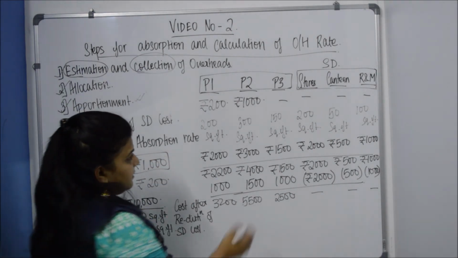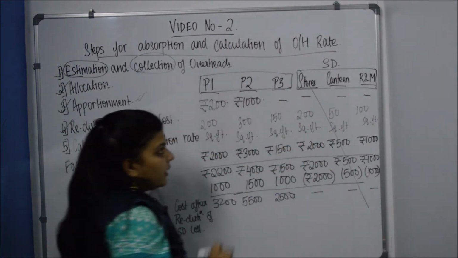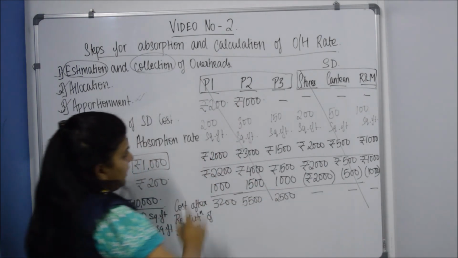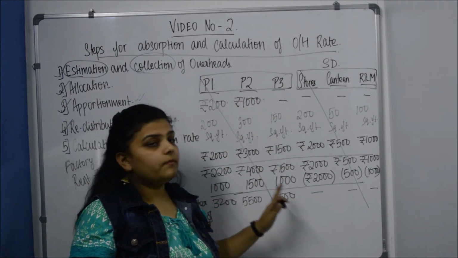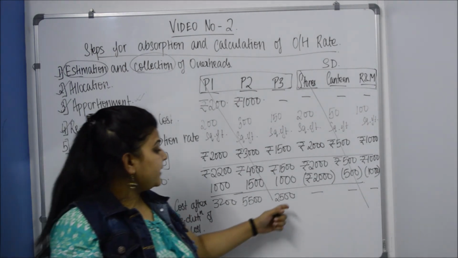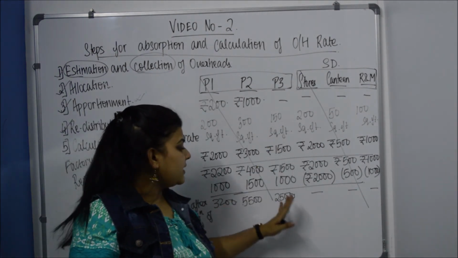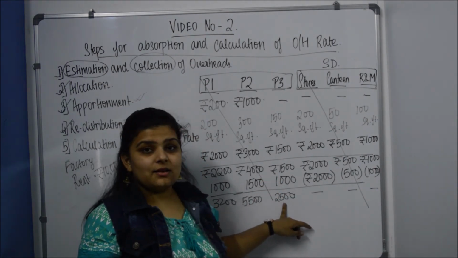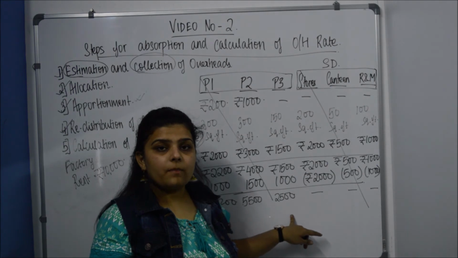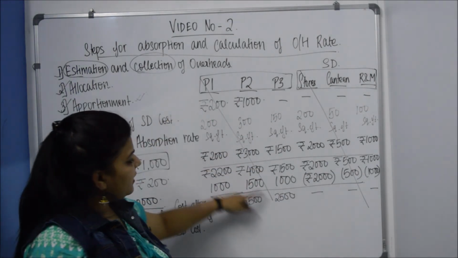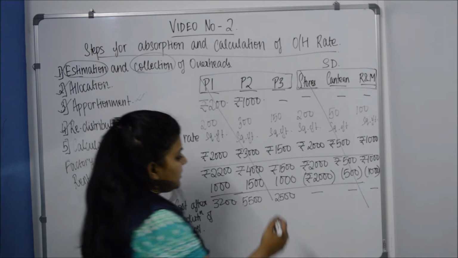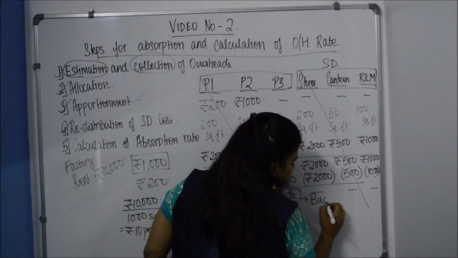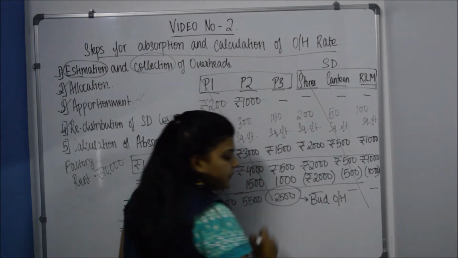Now this is anyway 0, let us forget about this. Let us forget about P1 and P2 also for the time being. Let us just concentrate on P3. We can see that P3 has a total cost of 2,500. This is again an estimated figure. Why estimated? Because from here only we are talking about estimations. So obviously this is also an estimated overhead, or I can say budgeted overhead.